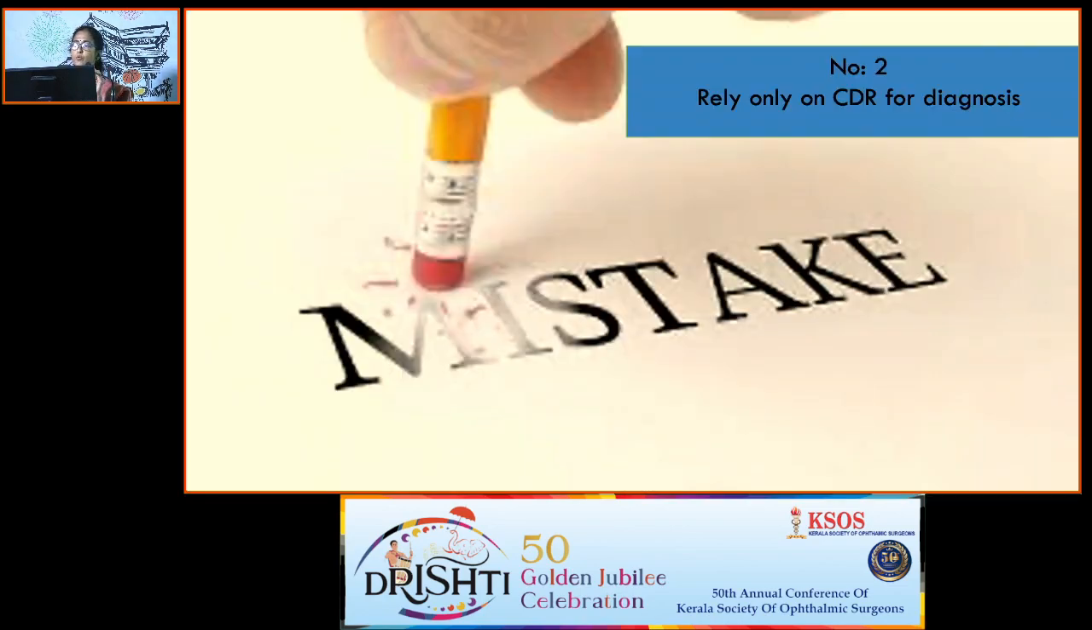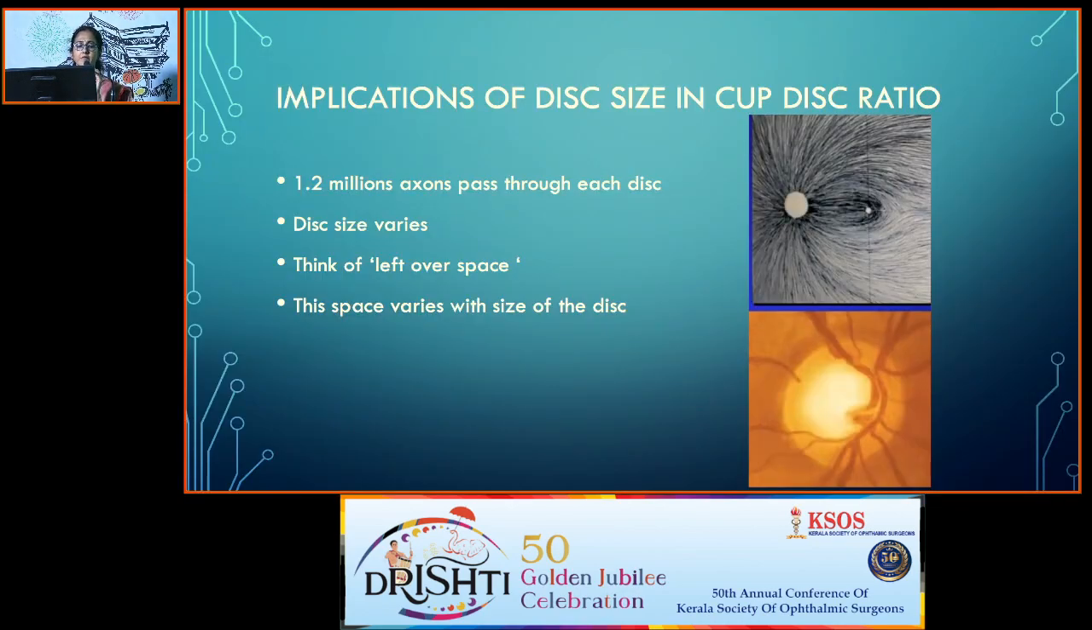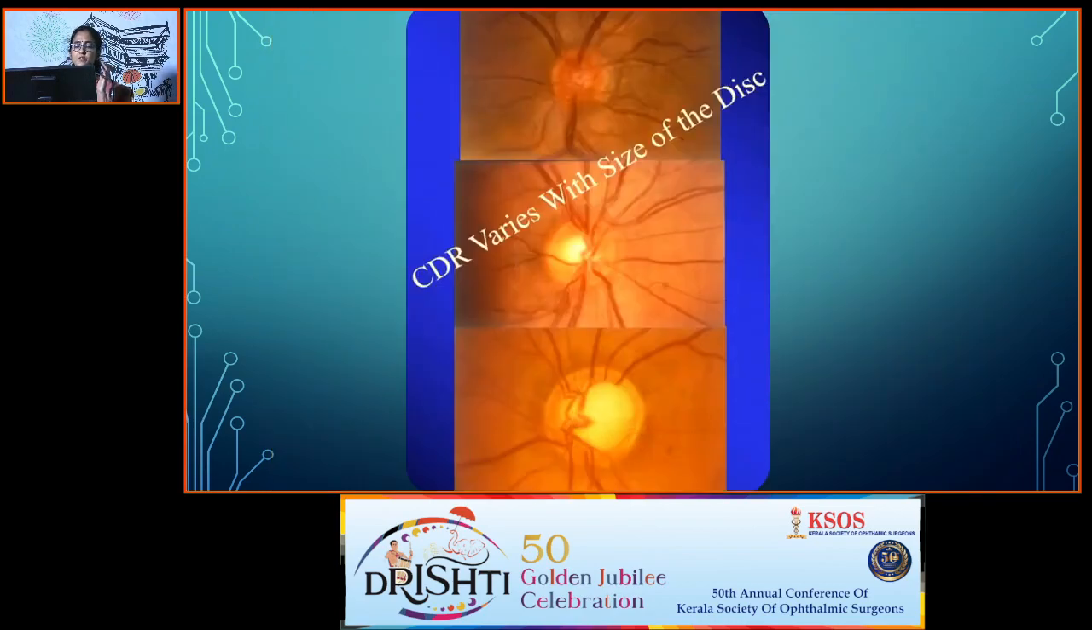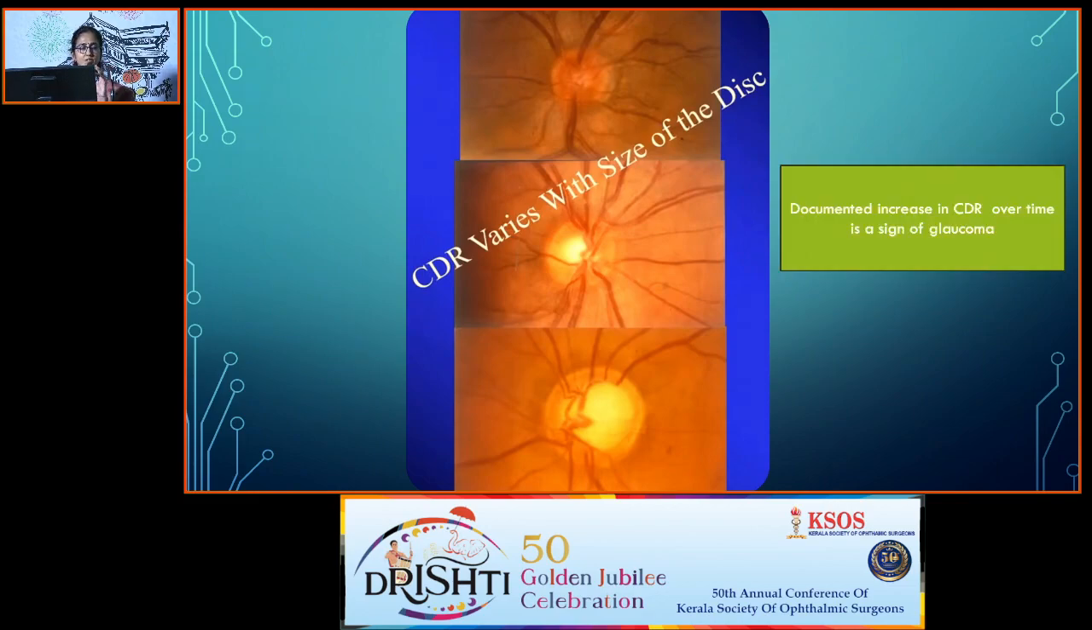And mistake number 2, you rely only on CDR for diagnosis. You know that 1.2 million axons pass through each disc. But the disc size varies. Think of the leftover space. The space varies with the size of the disc. In the small size disc, the cup will be smaller. Medium disc, the cup will be medium. And the large disc, it is large. So it varies with the size of the disc. What is important is the documented increase in the CDR, cup disc ratio, over time. That is a sign of glaucoma.